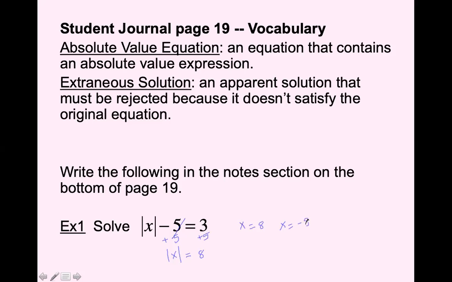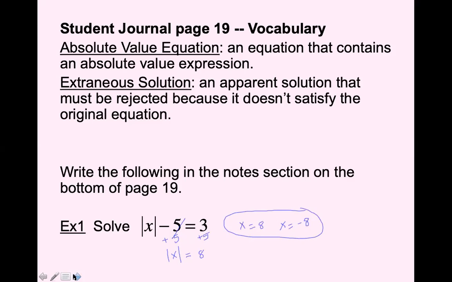Now, the next step in the procedure said to solve these equations. Our equation is already solved. So these are our 2 solutions, x equals 8 and x equals negative 8. I can plug them back into the original to make sure they work. So let's try positive 8. The absolute value of a positive 8 is 8, and 8 minus 5 is 3. So that one works. I take negative 8. The absolute value of negative 8 is also 8 because negative 8 is 8 units from 0. And again, 8 minus 5 is 3. So both of these are solutions. So we write them both on our paper.